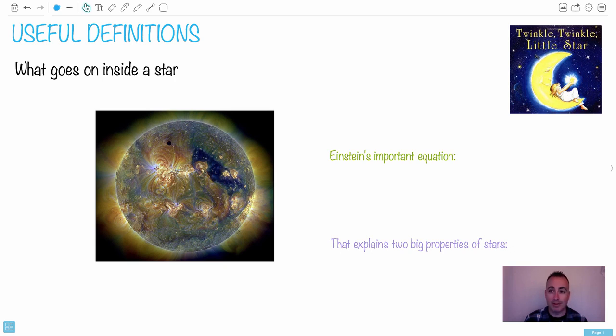Now, of course, other than my crappy singing, what is a star? Well, a star is just a big ball of hydrogen gas. This is actually a picture of our own sun taken with really cool filters. If you look carefully, this right here is actually a planet. That's the planet Venus passing in front of it. It's called a transit.